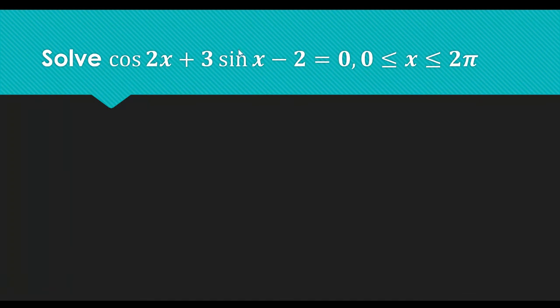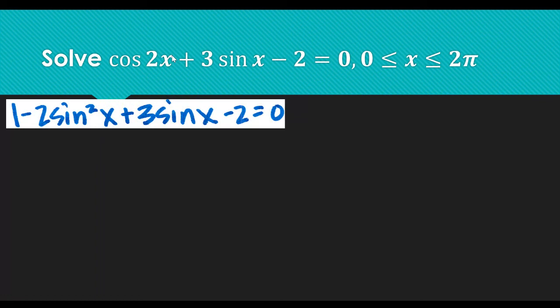Cosine of 2x plus sine of x, 3 sine of x minus 2 equals 0. So cosine of 2x, that is not good to solve for. So we're going to use what we just learned, our double angle theorems. This is the one that has 3 choices, so we want to choose wisely, right? So I'm going to use the one that only has a sine value in it. So I'm going to change that to 1 minus 2 sine squared x. And then 3 sine x minus 2 equals 0.